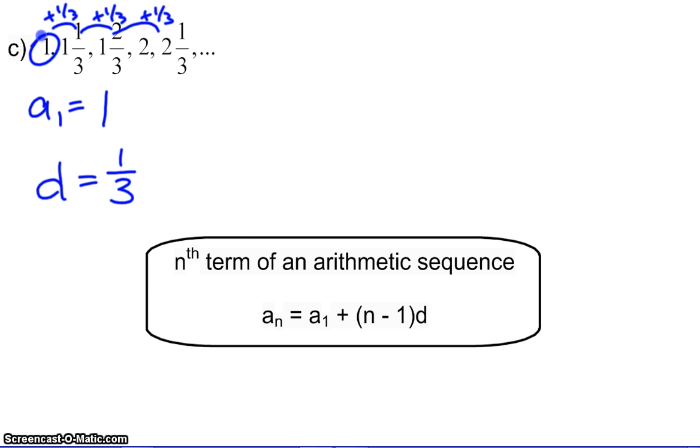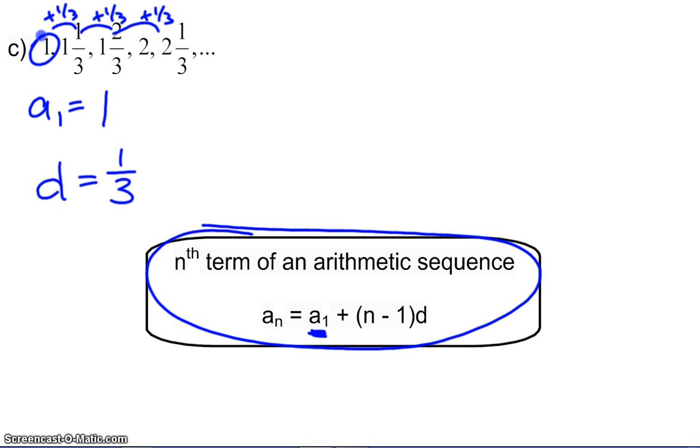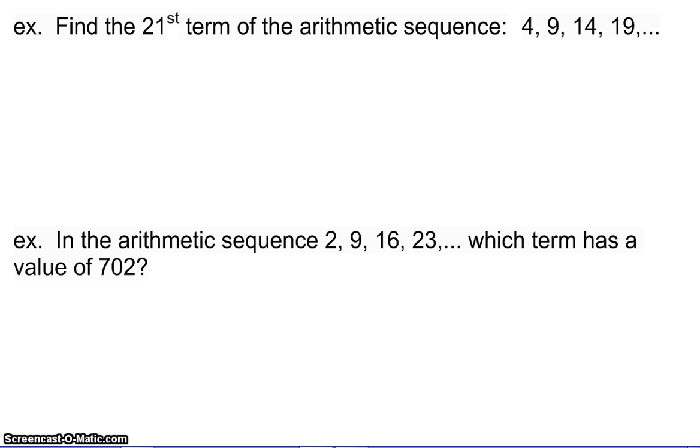Then what we have down here is the formula we're going to use to find the nth term. So far we've found the first term and the difference. But now if it asks to find, say, the 10th term, we could plug in the number 10 here to find the 10th term. This is the formula we can use to find any term in the arithmetic sequence. So doing that, we need to find the 21st term here.